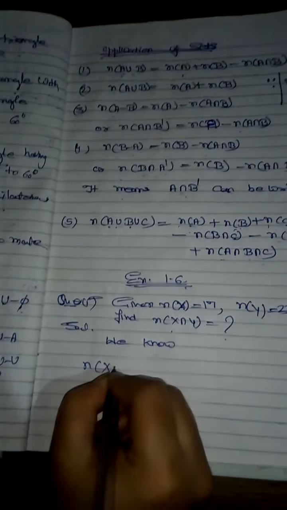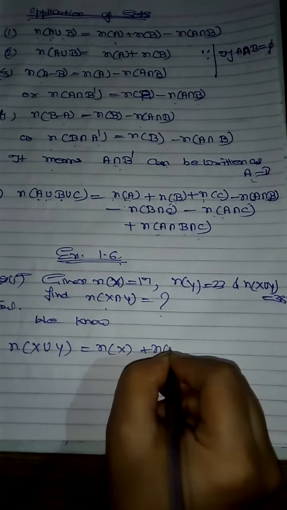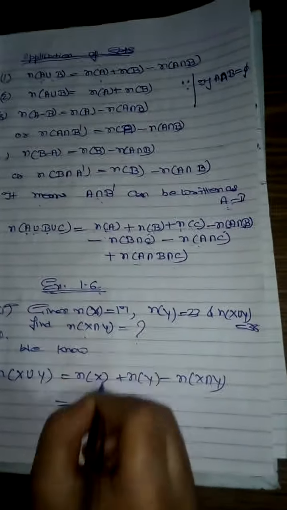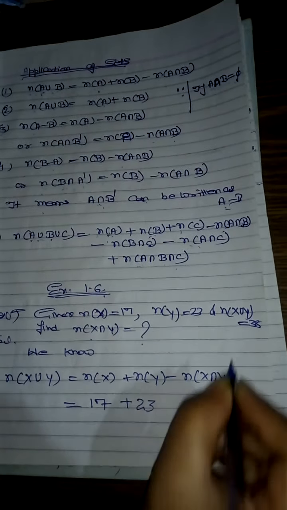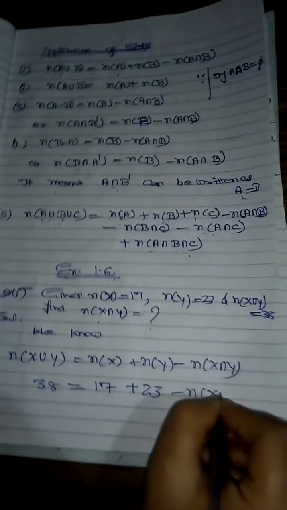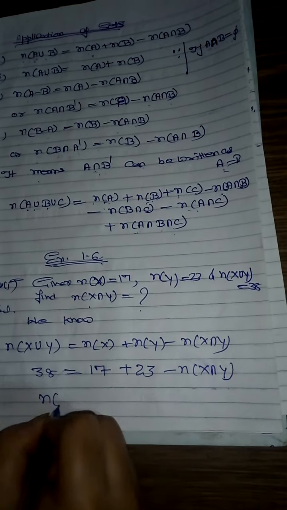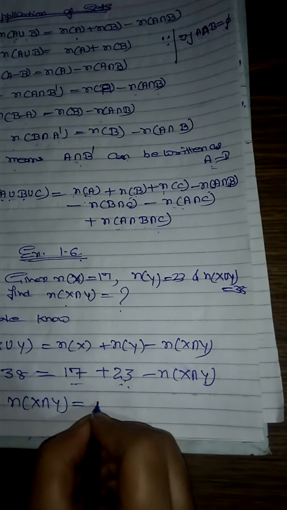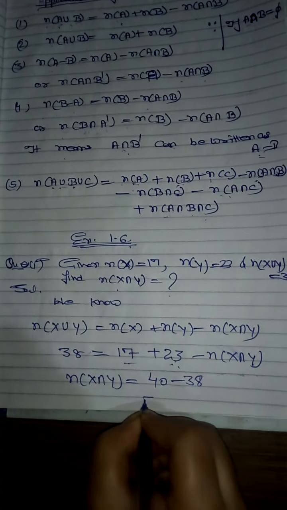So first of all we write, we know n of x union y is equal to n of x plus n of y minus n of x intersection y. So in the place of n of x we will put here 17, in the place of y we will put here 23, and x union y is 38. We will write here minus n of x intersection y as it is. So after that we will transfer here, it will come n of x intersection y. After adding these terms, 17 plus 23, it will come 40. Transfer this minus 38 here, so it will come 2.